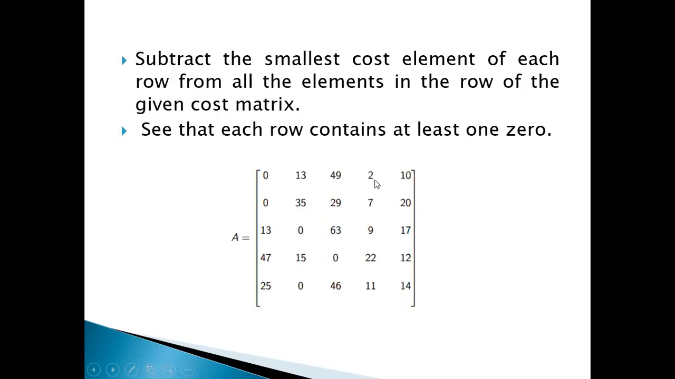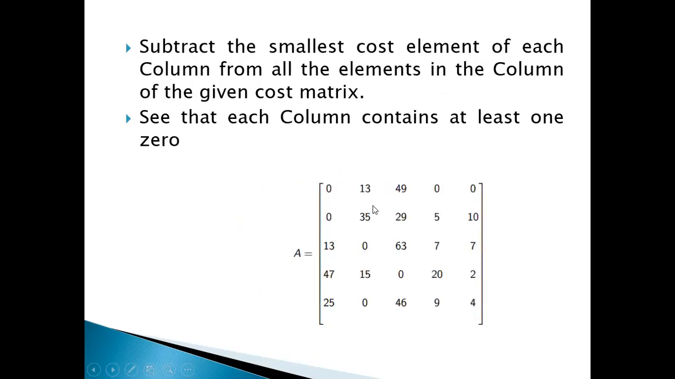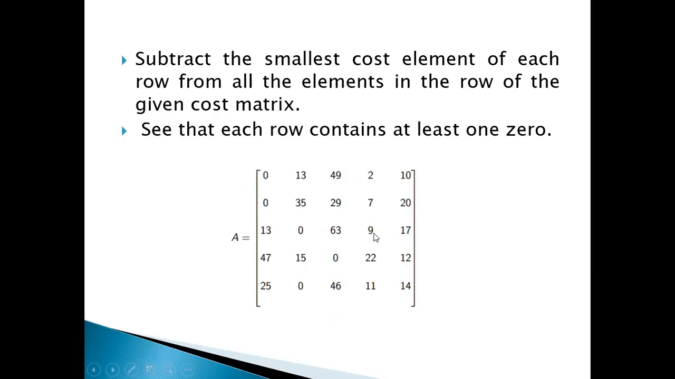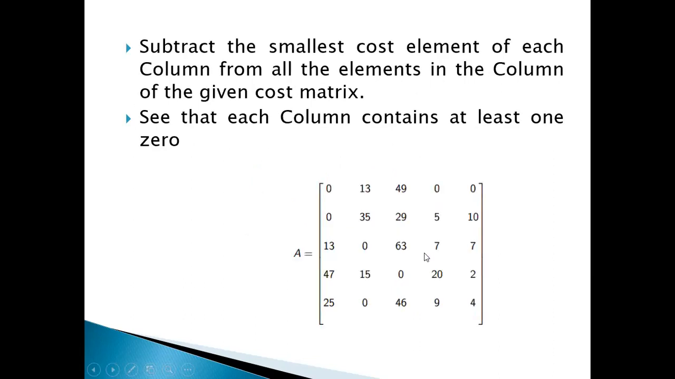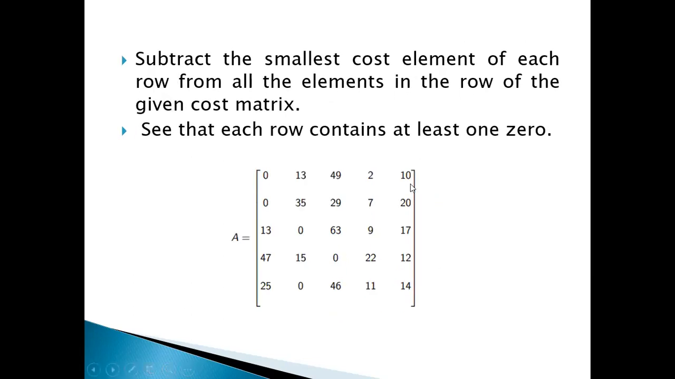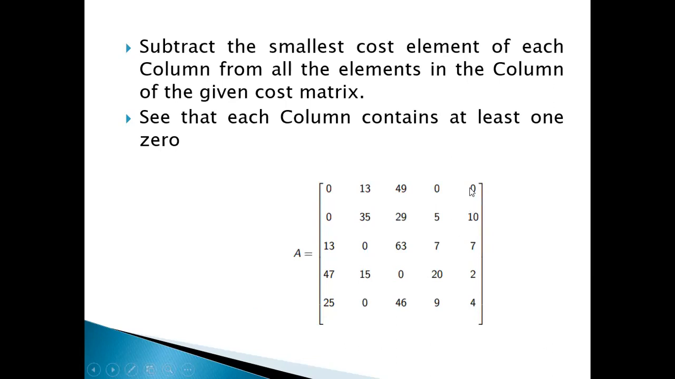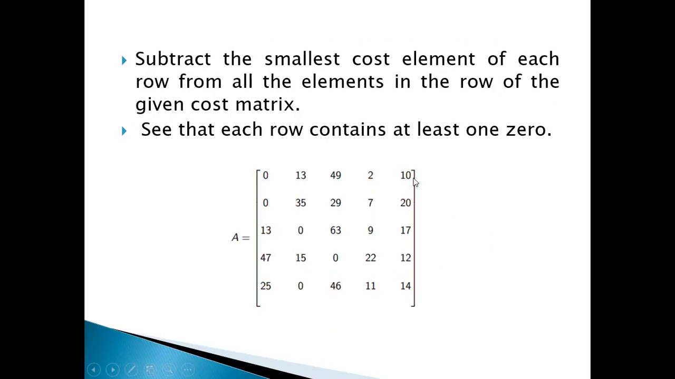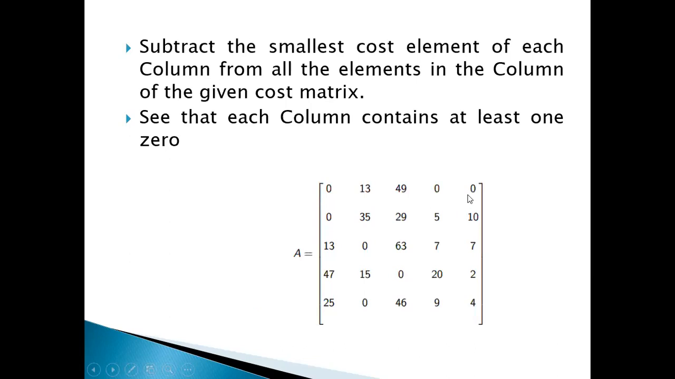And column 4, 2 is the minimum number. Okay, so subtract that from the column 4 cost matrix. 2 minus 2, 0. 7 minus 2, 5. Then 9 minus 2, you will get 7. Then 22 minus 2, 20. 11 minus 2, 9. Then fifth column, the minimum number here is 10. Okay, so subtract 10 from the remaining numbers. You will get these values in the last column. So this is for the column matrix.